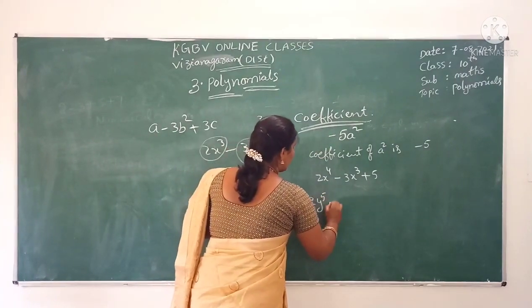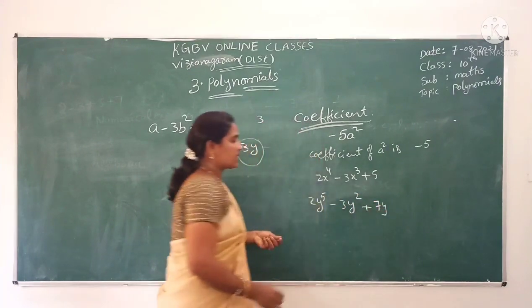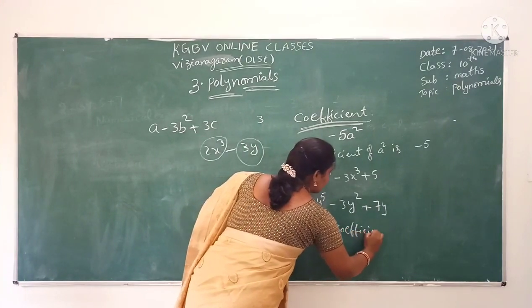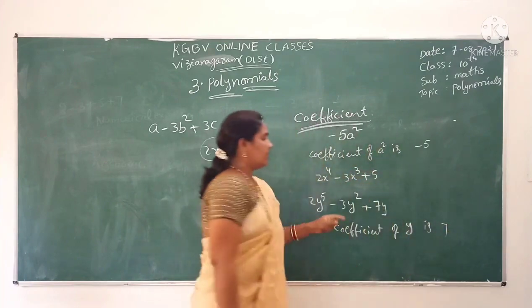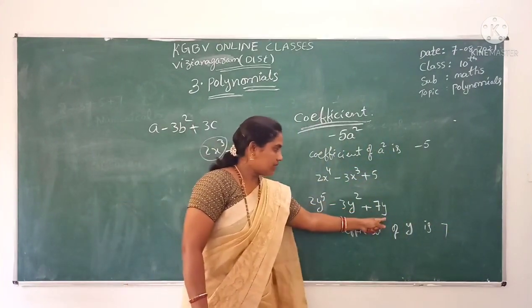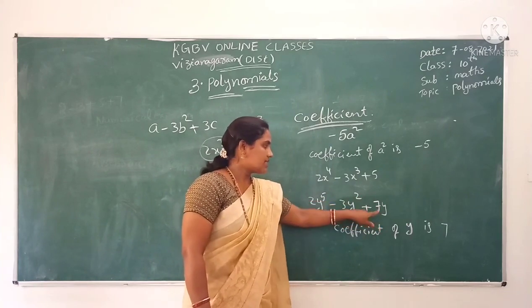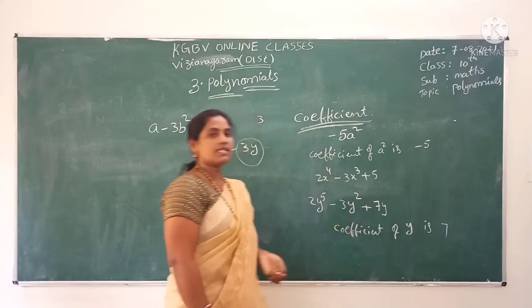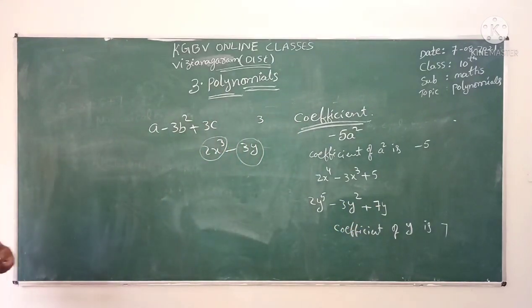Take 2y power 5 minus 3y square plus 7y. So, the coefficient of y. The coefficient of y is 7, because y is the variable and 7 is the constant. y is multiplied by 7. So, the coefficient of y is 7.